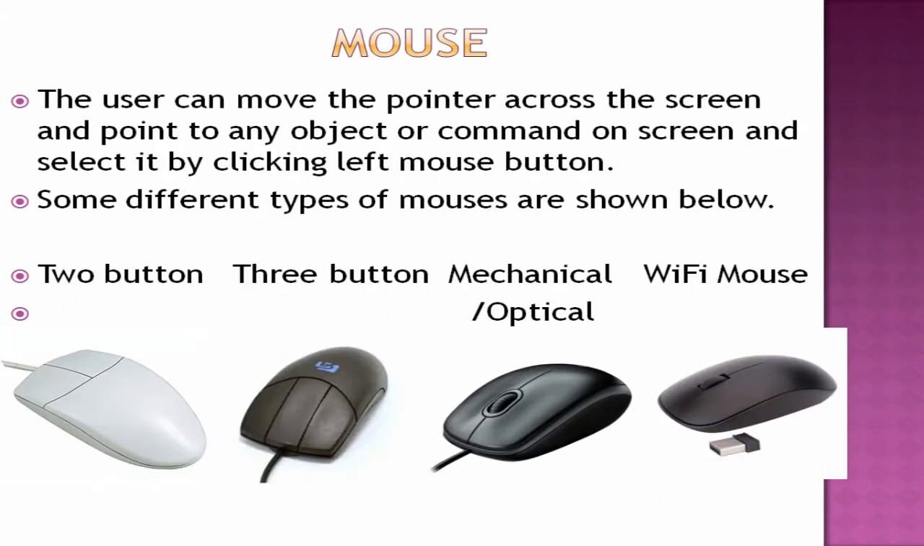So, what happens with the mouse? The user can move the pointer across the screen, point to any object or command on screen and select it by clicking the left mouse button. Some different types of mouses are shown here. The first is the 2-button mouse, then the 3-button mouse, and the mechanical, optical or Wi-Fi mouse. Presently you may be aware of the optical mouse and Wi-Fi mouse. Previously the 2-button mouse and 3-button mouse were also available.